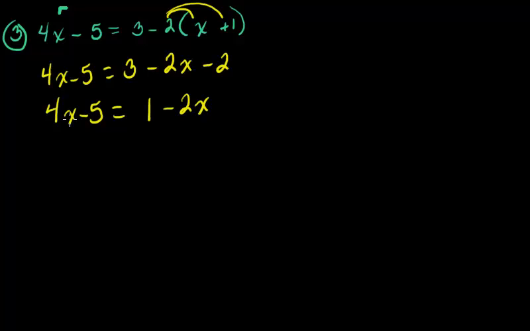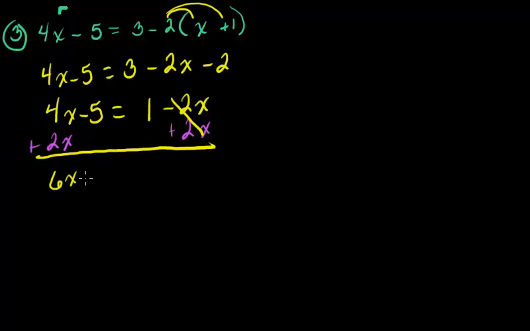Now for this, you can choose to add 2x to both sides, subtract 4x from both sides, subtract 1 from both sides, or add 5 to both sides. I like to keep it relatively easy. I'm going to add 2x to both sides. Why? I don't like dealing with negative variables. So this cancels out, and this gives us 6x minus 5 equals 1.